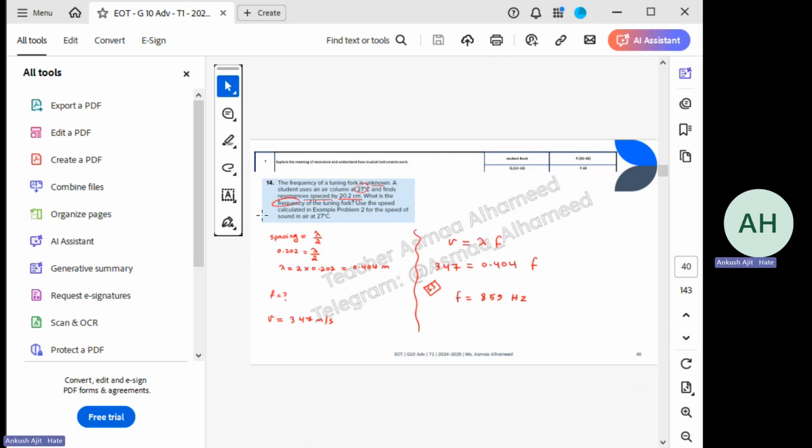Here the frequency of the tuning fork is unknown. The student uses an air column and finds resonance spacing of 20.2. What is the frequency of the tuning fork? So spacing is lambda by 2, 0.202 is lambda by 2, that is lambda equals 0.404 meters. Velocity is 347. V equals lambda f, 347 equals 0.404 into f. F equals 859 hertz.